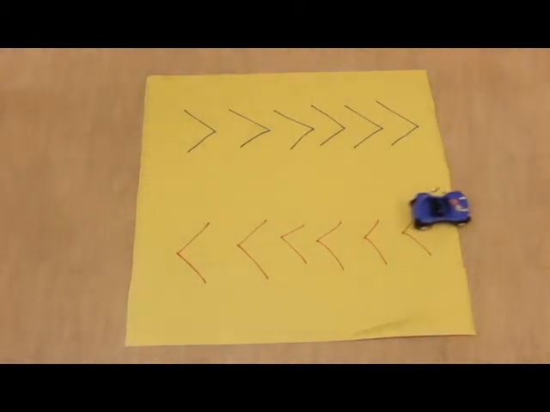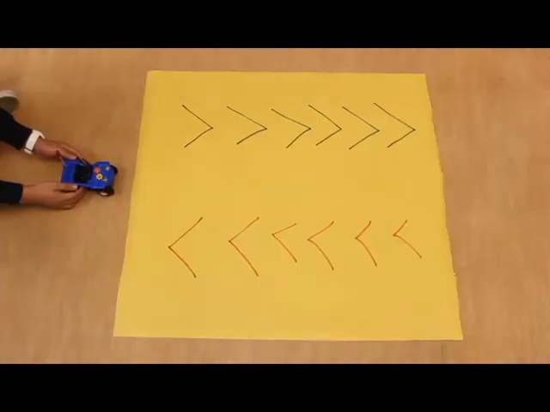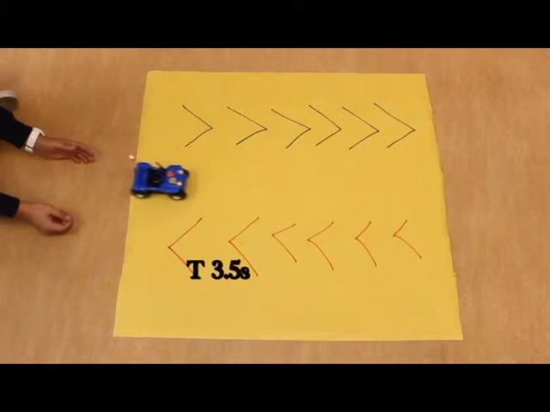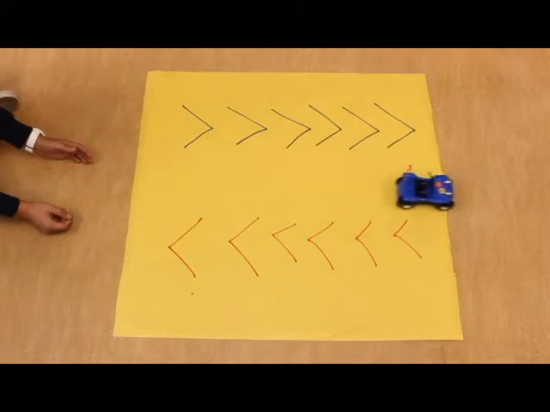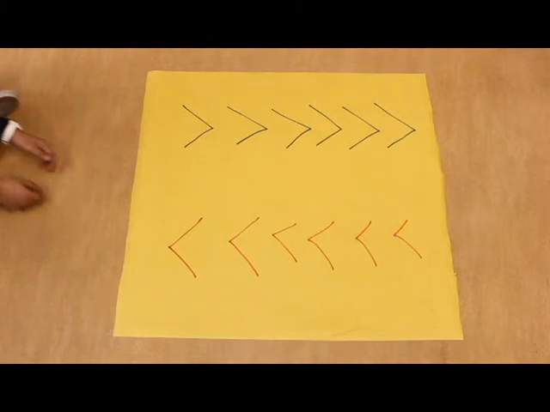The length of the river is 1 meter, and the starting velocity of the boat is 0 meters per second east. In this first example, the river is unmoving at a velocity of 0 meters per second. The boat accelerates from rest and takes 3.5 seconds to cross the river. The velocity of the boat is 0.29 meters per second east. You will notice that the boat moves in a rather straight line across the river.